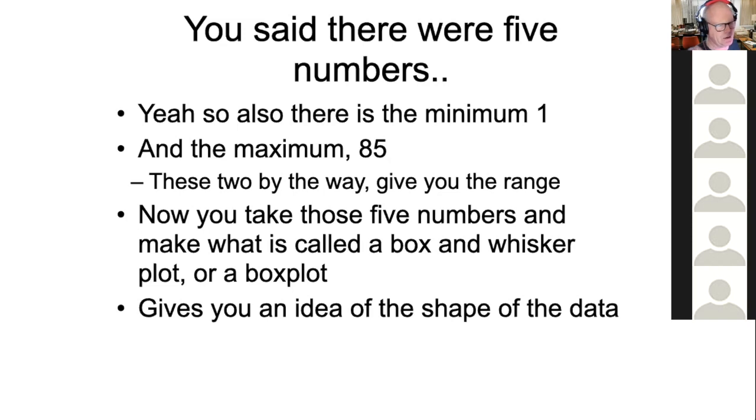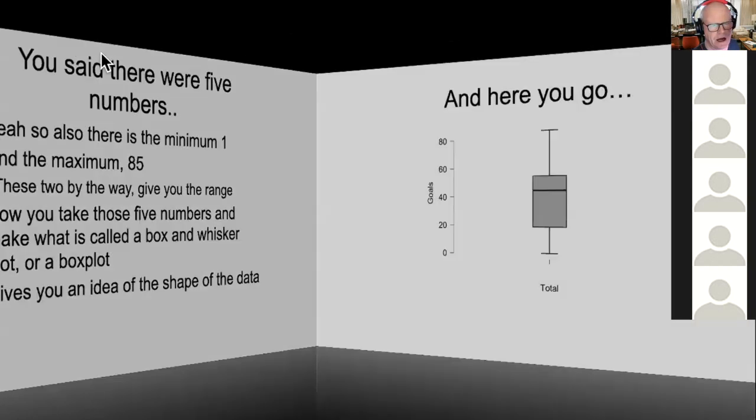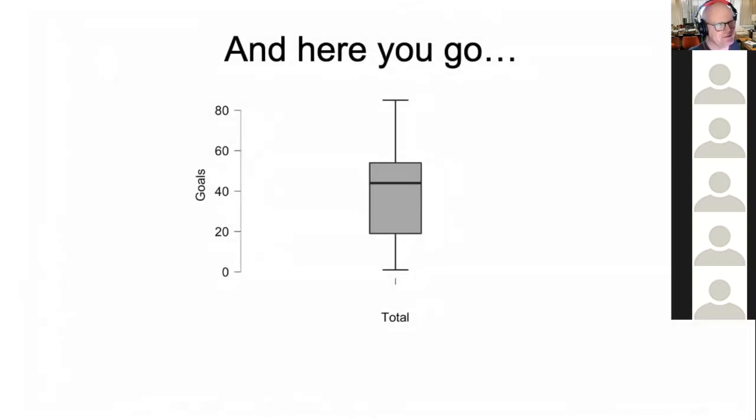So you got a box plot. I call it a box plot. Box and whisker plot's a weird thing. This gives you an idea of the shape of your data. So let's take a look. SPSS, I just put the numbers in. Hey, there's one. So that's just a screenshot copied from SPSS.